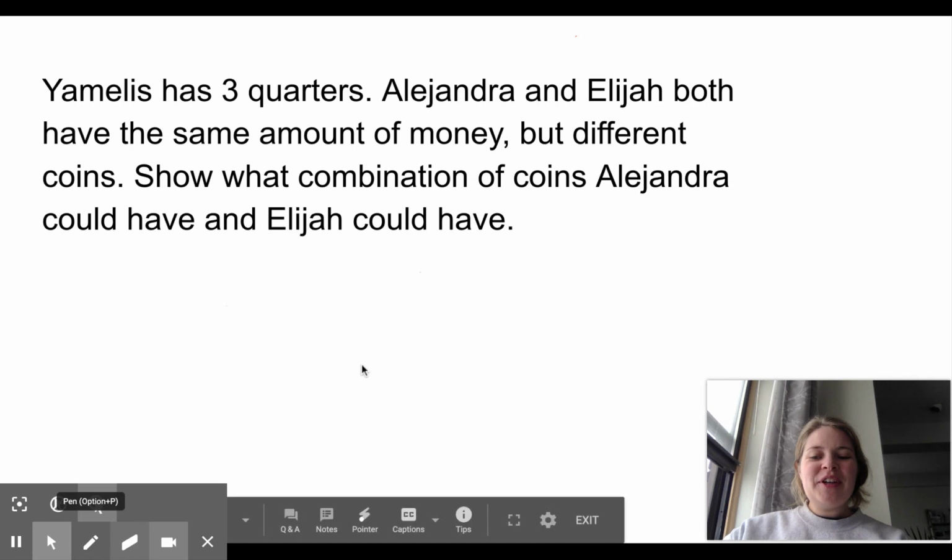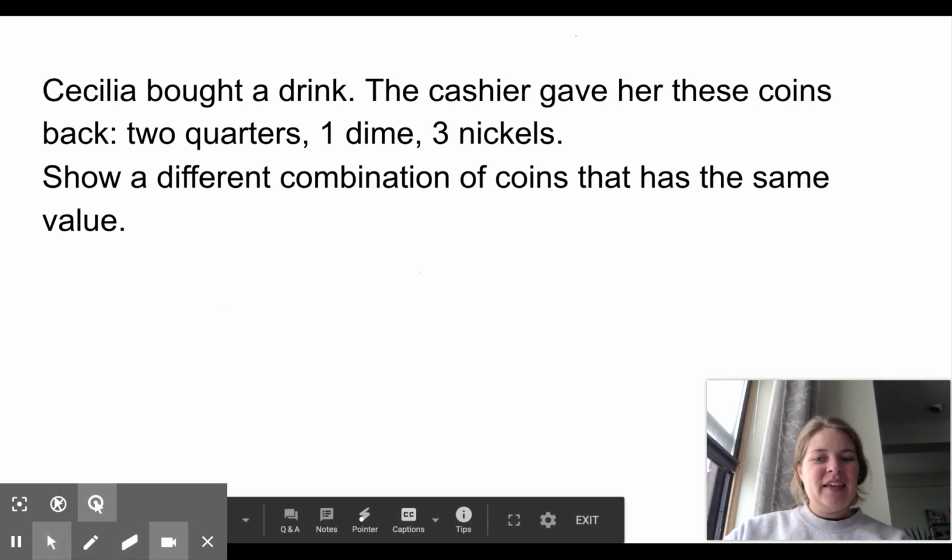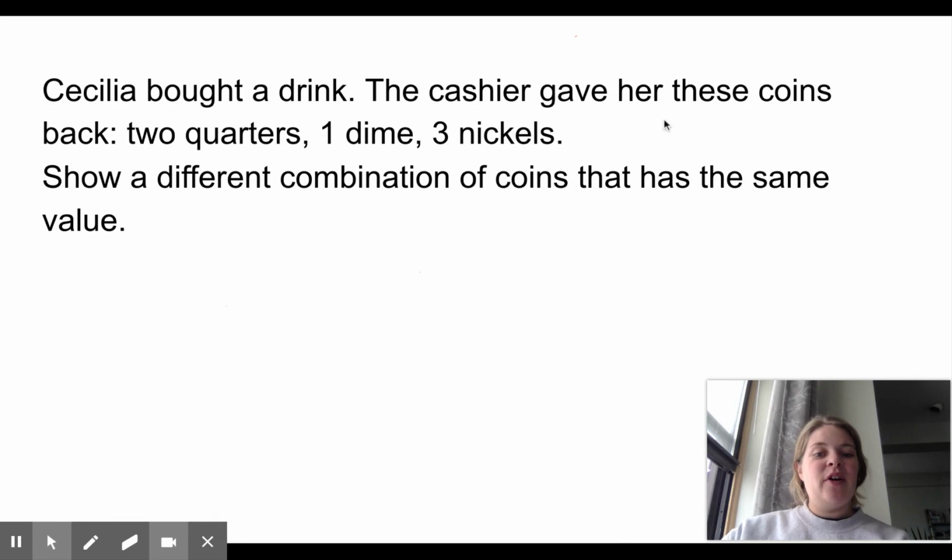Let's try one more together. Cecilia bought a drink. The cashier gave her these coins back. 2 quarters, 1 dime, 3 nickels. Show a different combination of coins that has the same value. So first, we need to find out how much money Cecilia has.